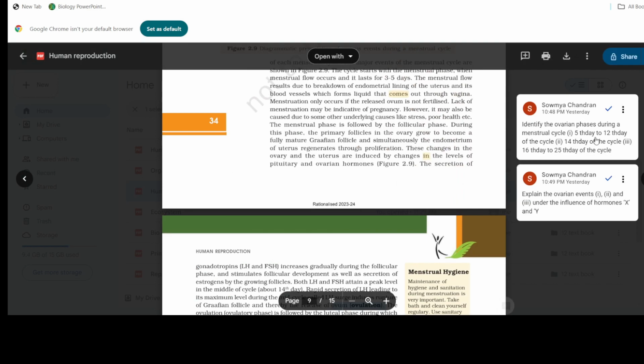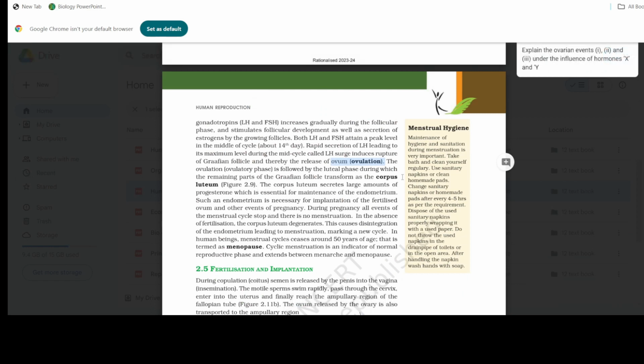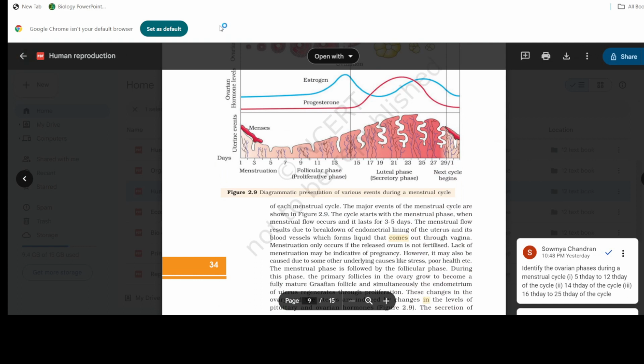Then the third one, the 16th to 25th day, is the luteal or secretory phase. It is followed by the luteal phase, during which the remaining part of the Graafian follicle, which has ruptured and released the ovum, which we call ovulation, turns into the corpus luteum. It secretes a large amount of progesterone, which is essential for the maintenance of the endometrium and also for implantation. Is it clear? That's how you have to answer this question.